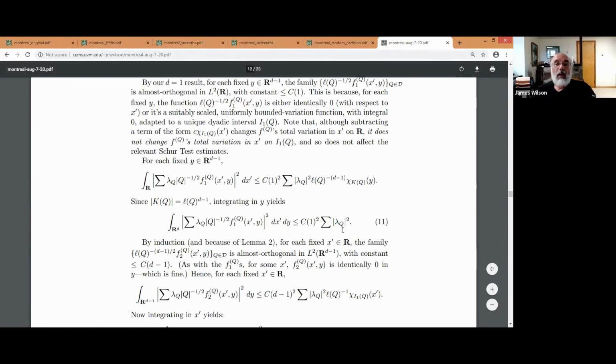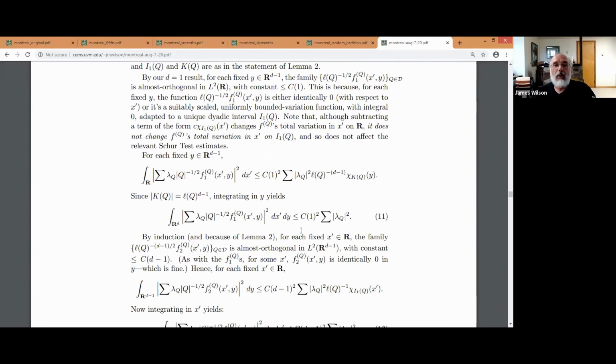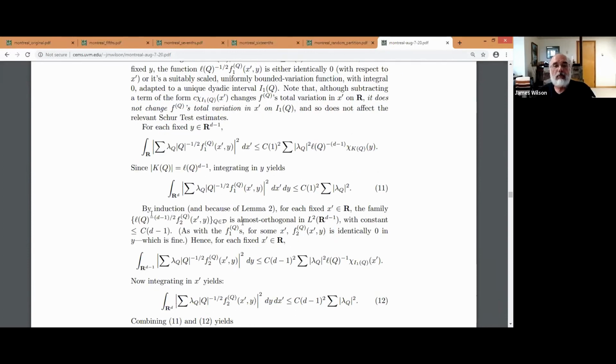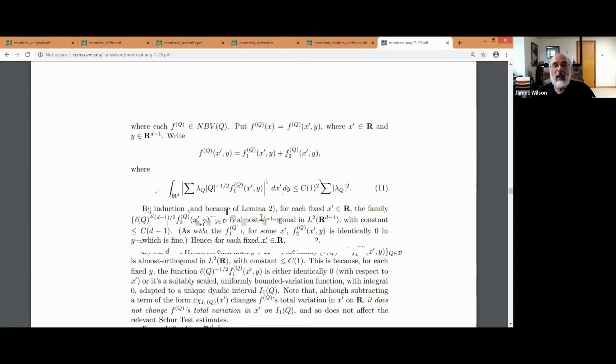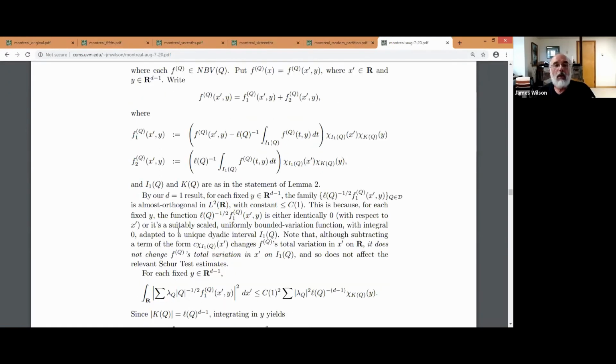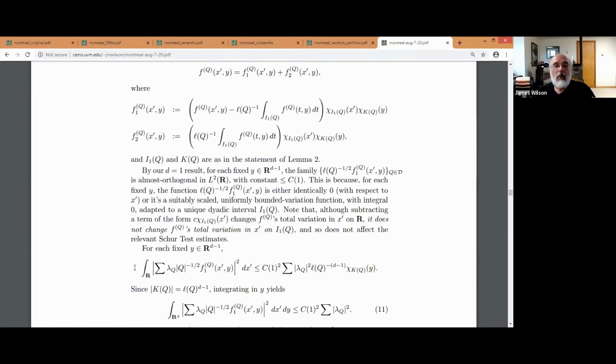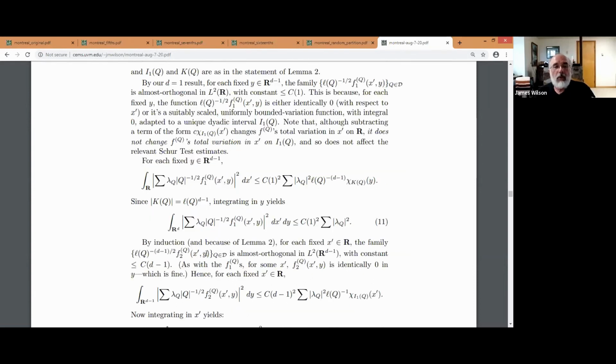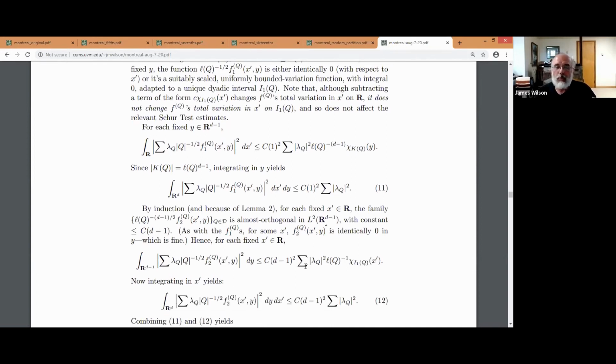Cool. Now, by induction, let's look up here. Remember, as we showed, this function will be an NBV of K of Q. So now by induction, for every fixed x', this family of the f_2's is almost orthogonal in L2 of R^(d-1) with constant less than or equal to c of d minus 1. Again, it's the same business with just looking at what happens with the hyperplanes here.